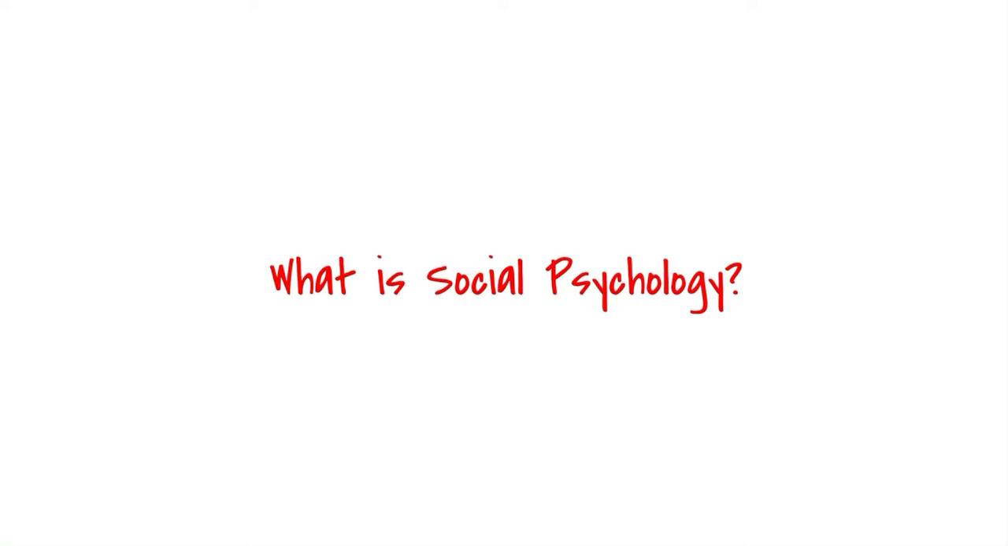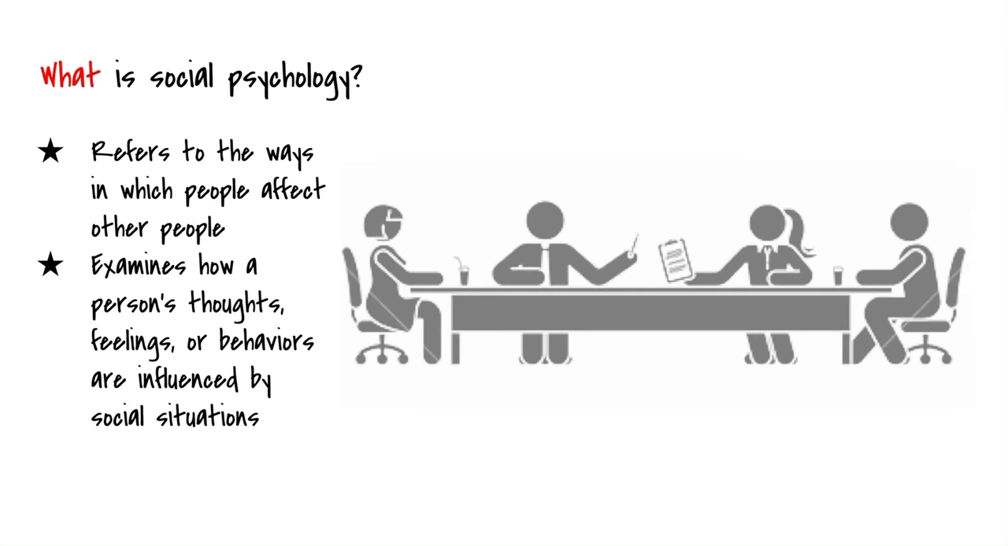Now, if you've never delved into the world of psychology, you may not understand the concept of social psychology. So, what is social psychology? Social psychology refers to the ways in which people affect other people. It examines how a person's thoughts, feelings, or behaviors are influenced in social situations.